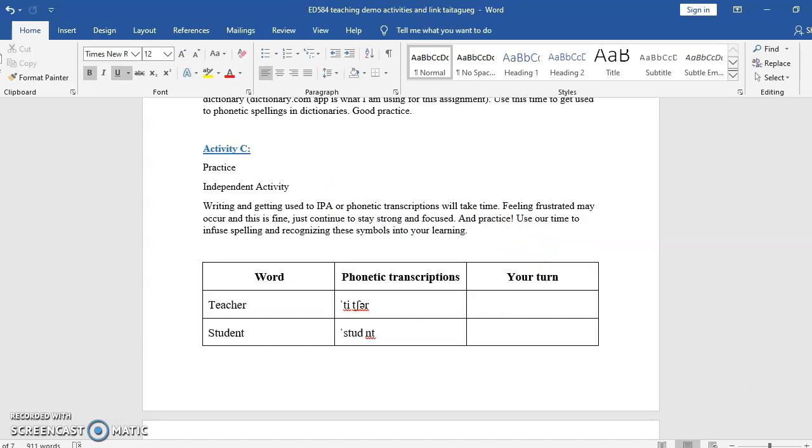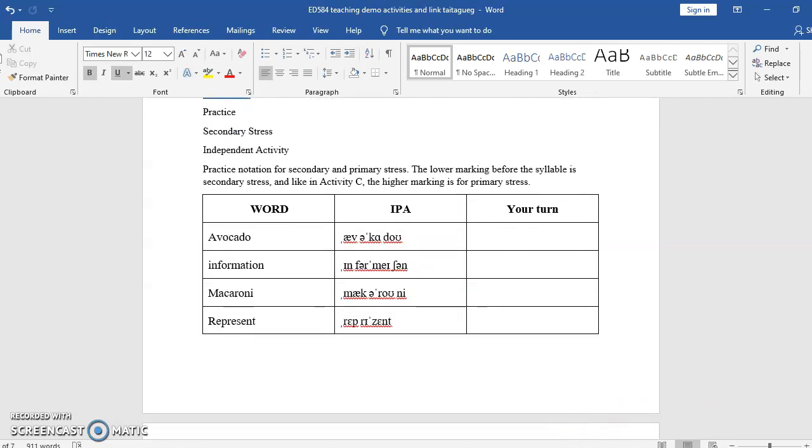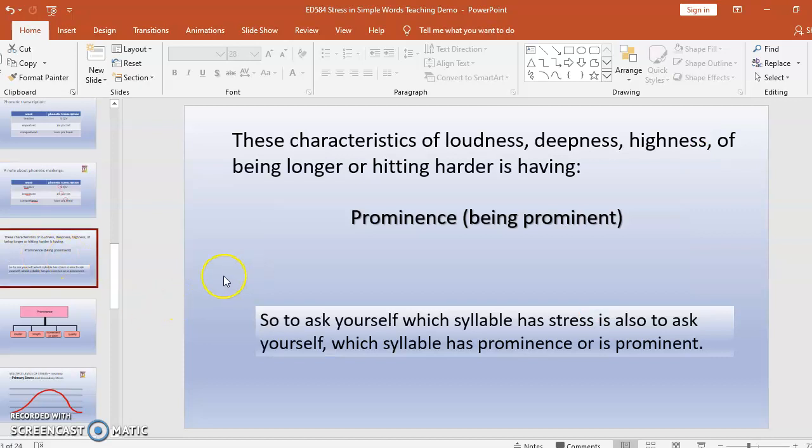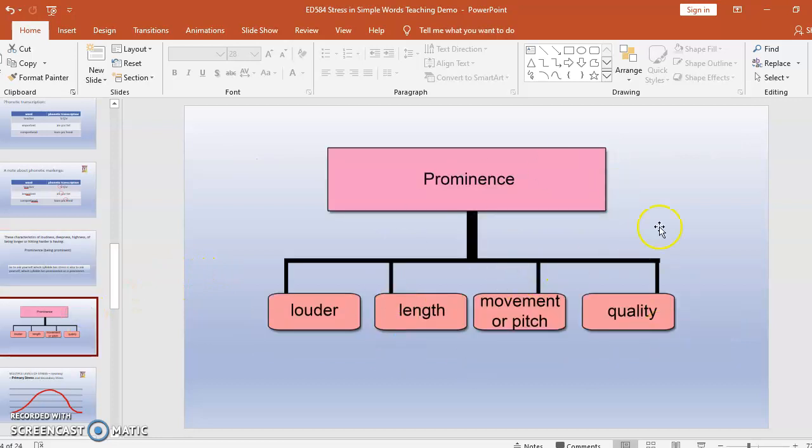Okay, and that'll be activity C. These characteristics of loudness, deepness, highness, and being longer or hitting harder is having prominence. That's the syllable is prominent. So to ask yourself which syllable has stress is to ask yourself which syllable has prominence or is prominent. Now for my visual learners, this is the chart here.